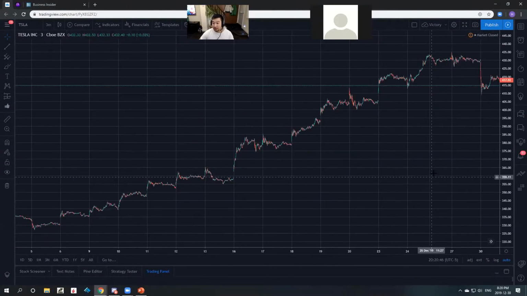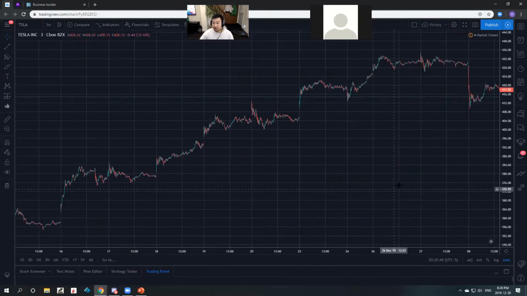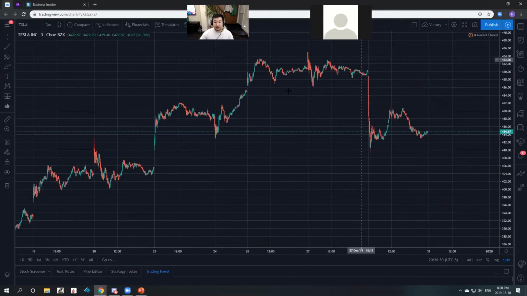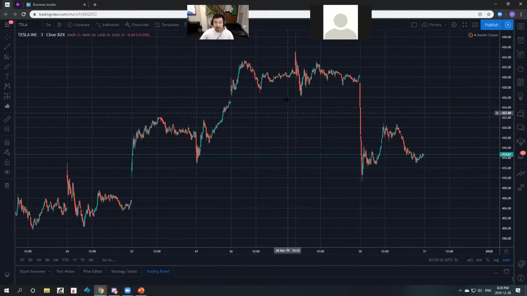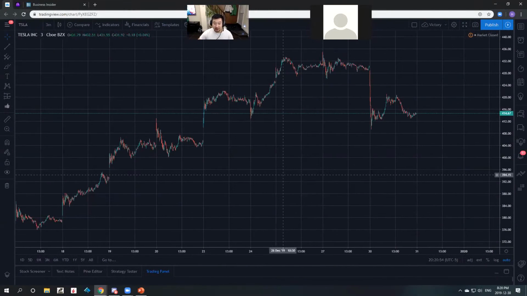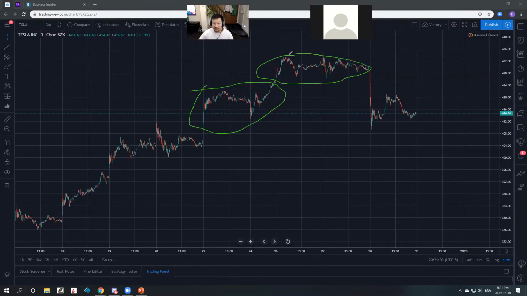Let's use, okay, here, Tesla. So this is a good example. You can see here this was the price traded on the 23rd. This is the 23rd, right? This is the 24th, and that's today, right? That's today's trading behavior.